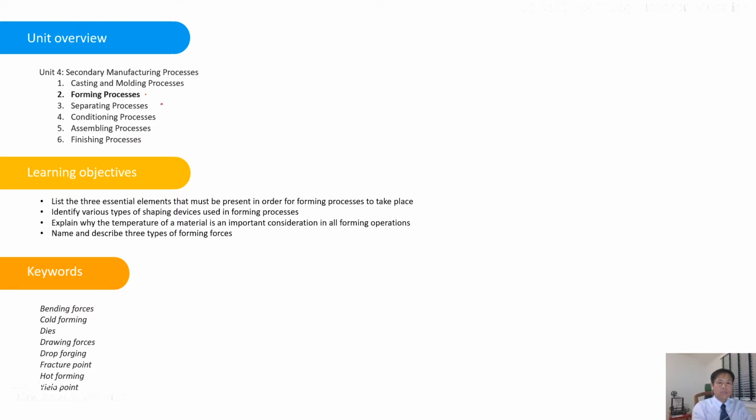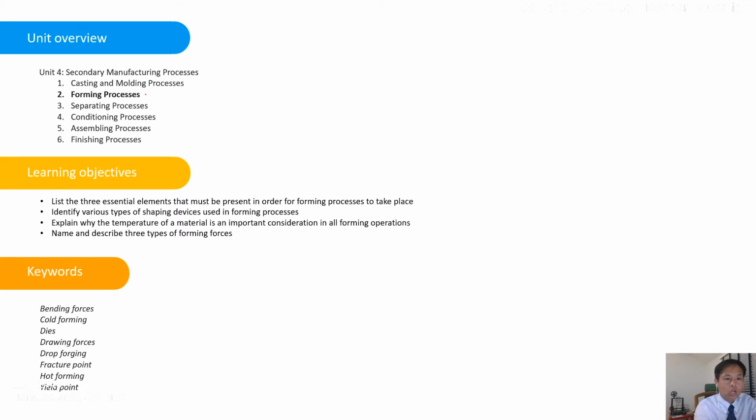This is a secondary manufacturing process. Forming is one of the oldest methods to form certain products. We are looking at how people developed forming processes, what kinds of forming processes exist, and what the common practices of the forming process are.